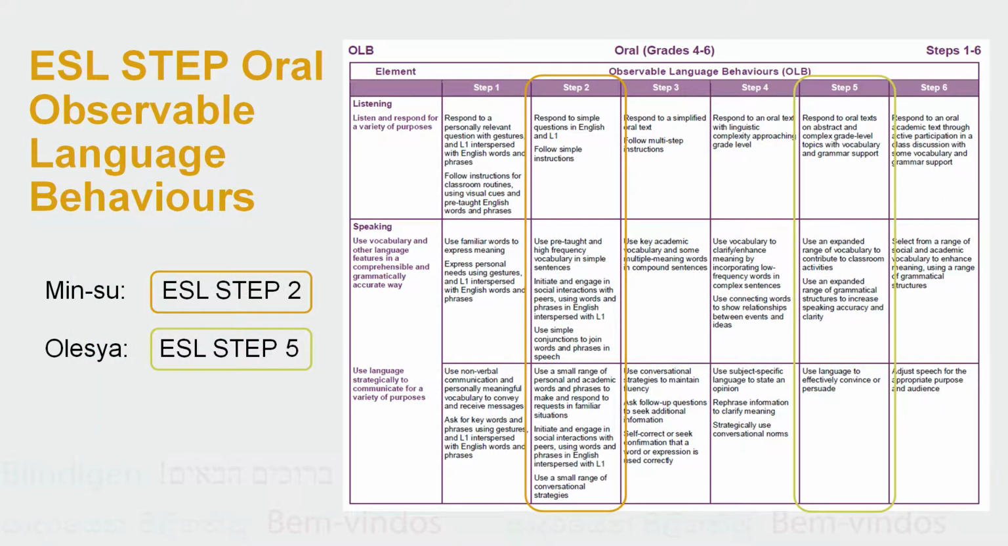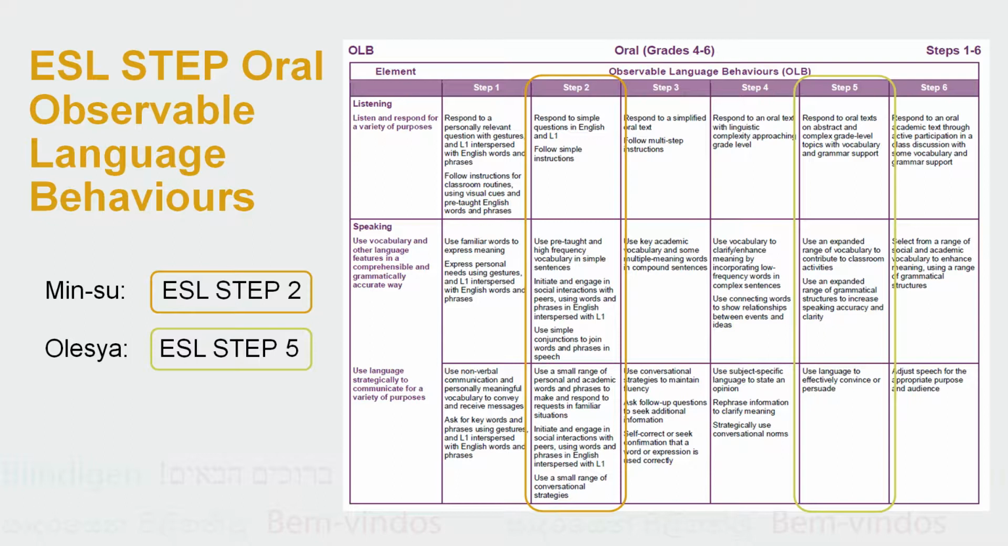We will look at 3 students and the oral expectations for this unit. This slide shows where these students are placed on the ESL step for oral language. We will need to keep these observable language behaviors in mind when we look at the oral language expectations for this unit. The curriculum expectation states 2.3. Communicate orally in a clear, coherent manner, presenting ideas, opinions, and information in a readily understandable form.